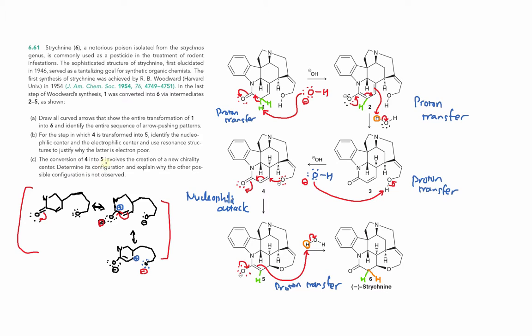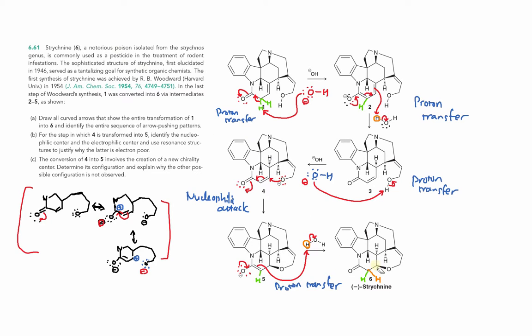Okay, and then part C. Conversion of 4 to 5 involves a creation of a new chirality center. Determine its configuration and explain why the other possible configuration is not observed. So looking at our final compound, I see all other stereochemistry is preserved except we have a new chiral center at the bottom here. Let me put a purple color around it. You see that? That carbon is going to be our new chiral center.